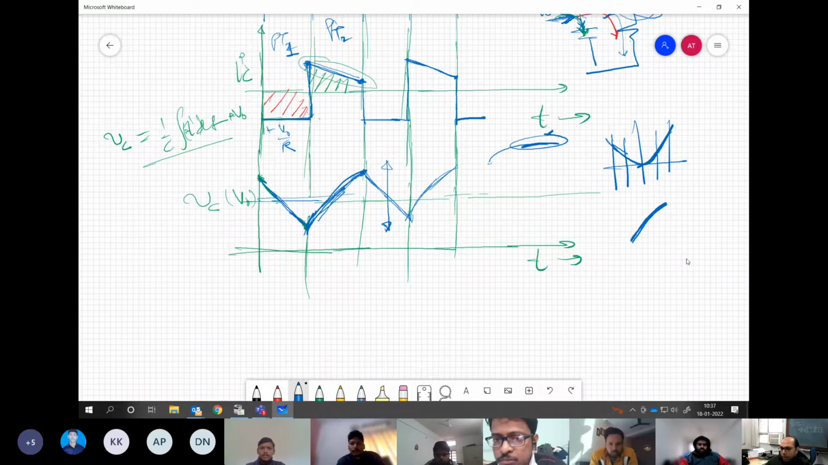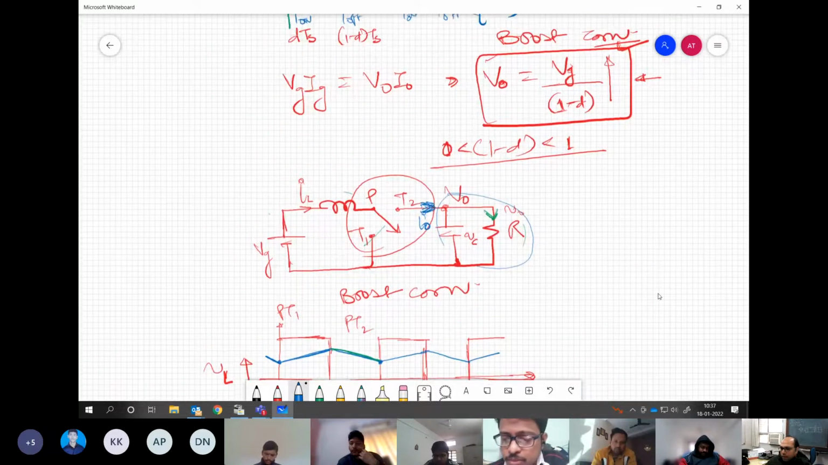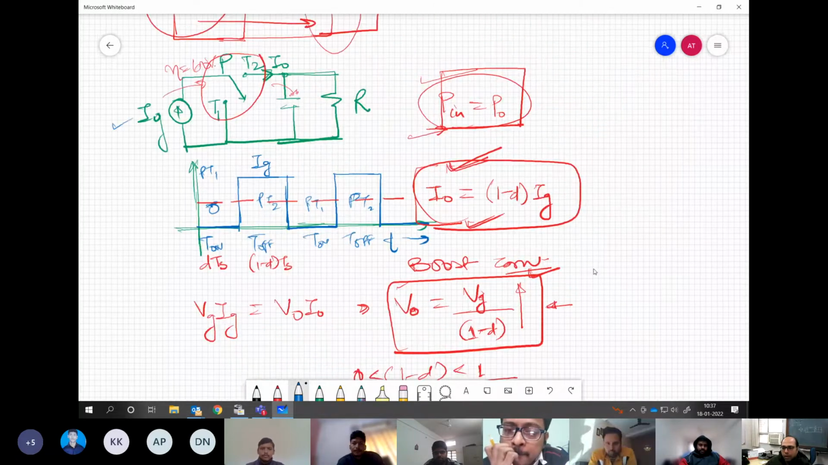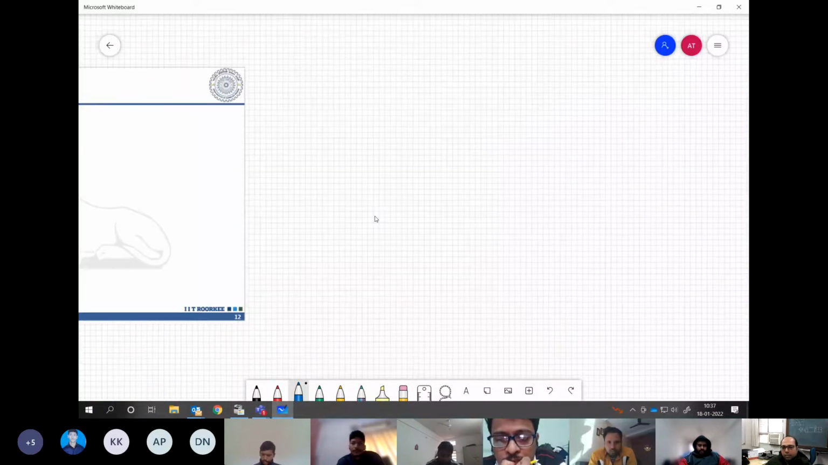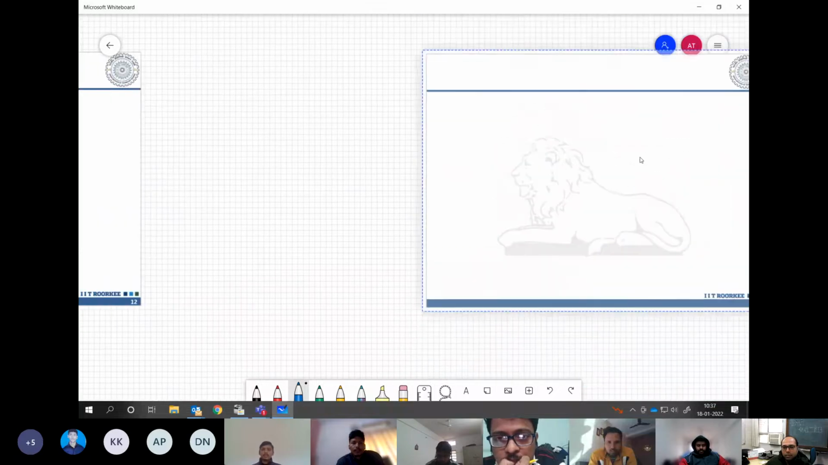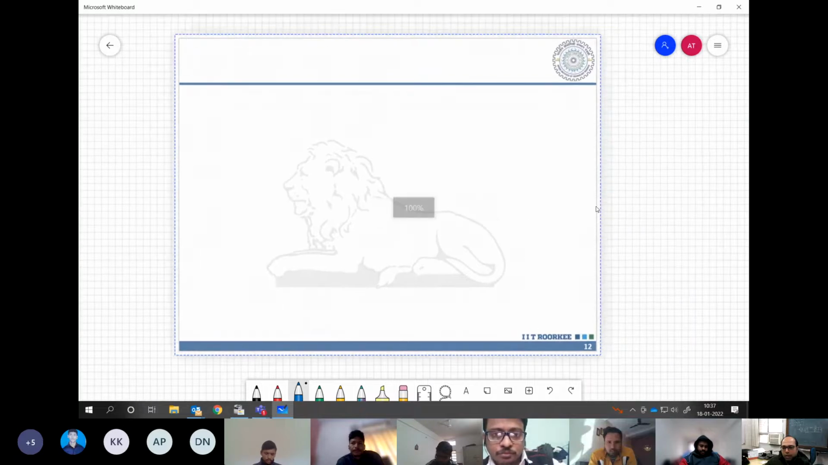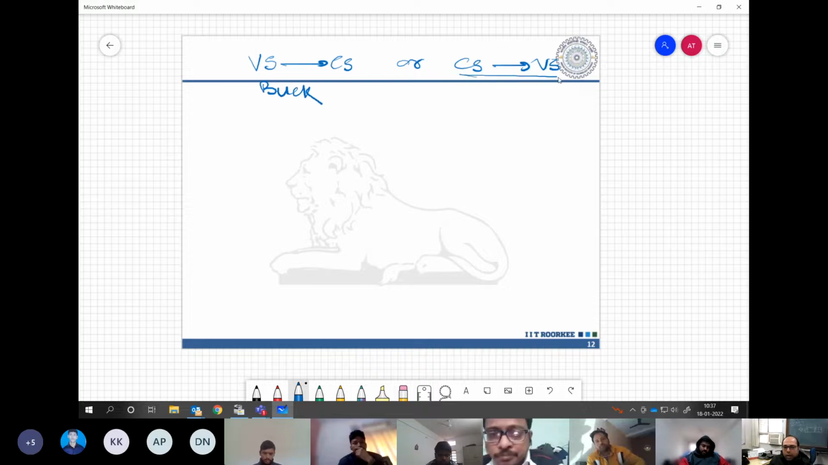This is fine. Now you are familiar with the boost converter properly. Is that fine? Yes, sir. Good. So let us move to the next class of converters. So far we have seen that we are having only one stage of power conversion, let's say voltage source to current source, or current source to voltage source. This we have seen is basically the buck converter, and this the boost converter.